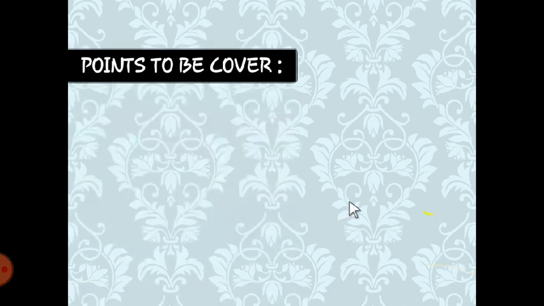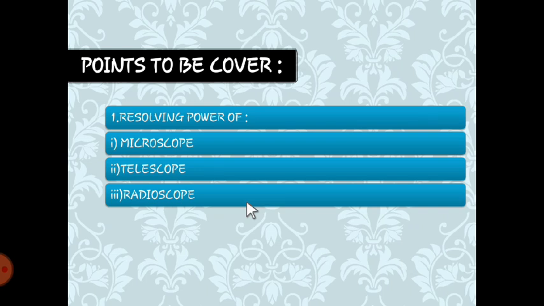Now what are we going to discuss in today's lecture? As we have seen all about resolving power, what next? The points to be covered are the resolving power of the microscope, telescope and the third one, which is very easy as compared to the microscope and telescope. We are going to learn this in today's lecture.